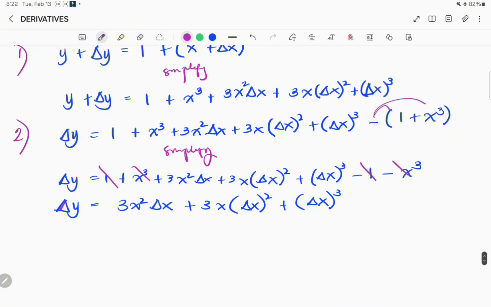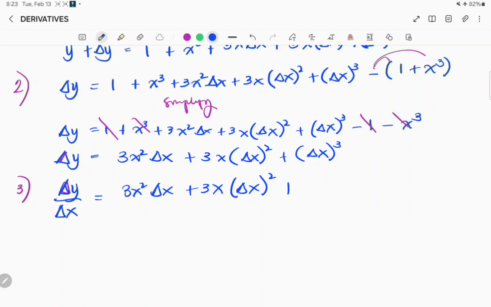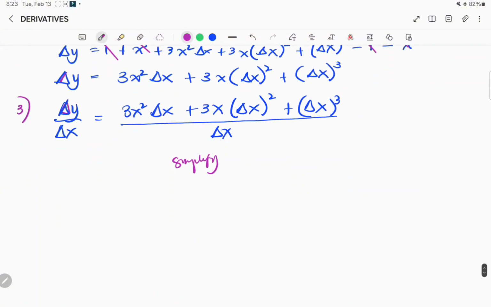Step number 3 is to divide both sides of the equation by change of x. So we have to divide both sides by change of x. Therefore, change of y over change of x is equal to 3x squared change of x plus 3x change of x squared plus change of x cubed, over change of x. And we have to simplify this right side again.